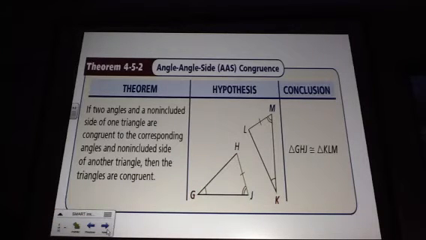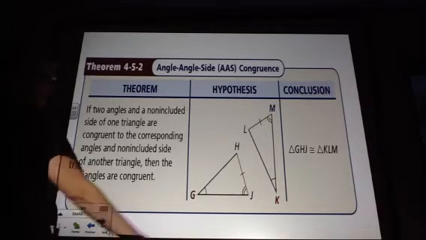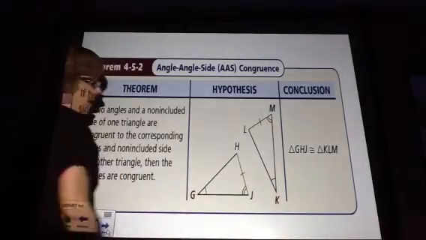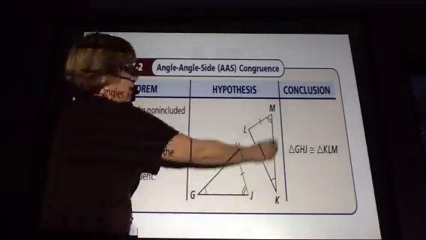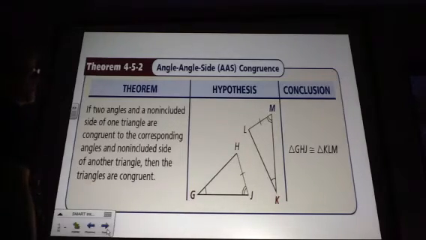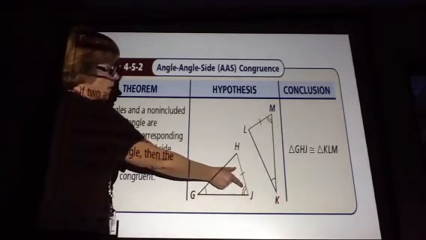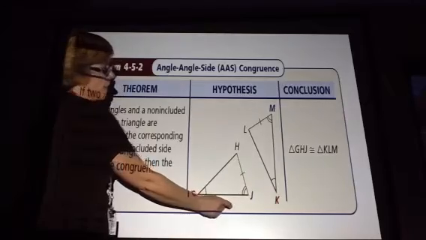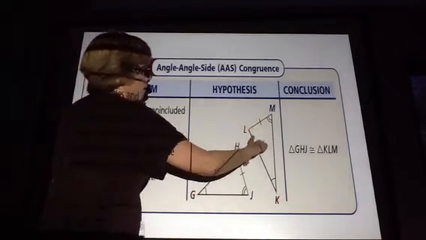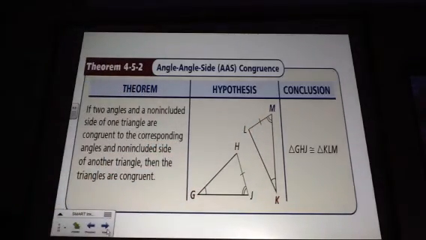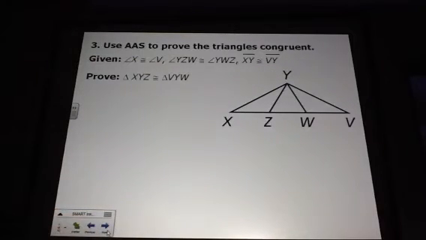Angle-angle-side: if two angles and a non-included side of one triangle are congruent to the corresponding angles and non-included side of the other triangle, then the triangles are congruent. So what we have is angle G and J congruent to angle K and M. And the corresponding non-included side, HJ, corresponds with LM, and they are congruent. This is your angle-angle-side. So let's use this.